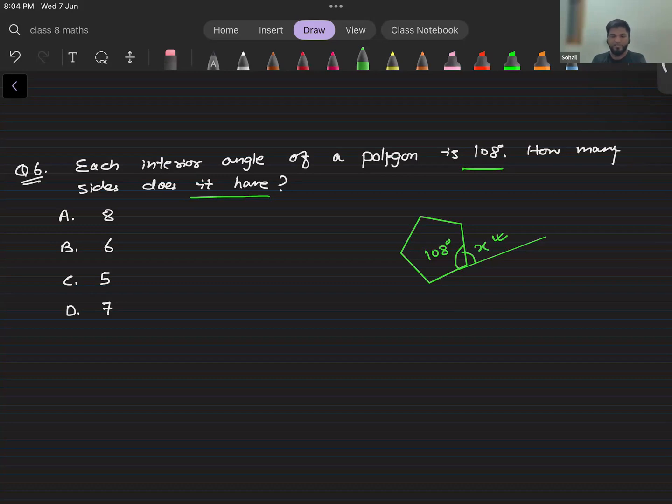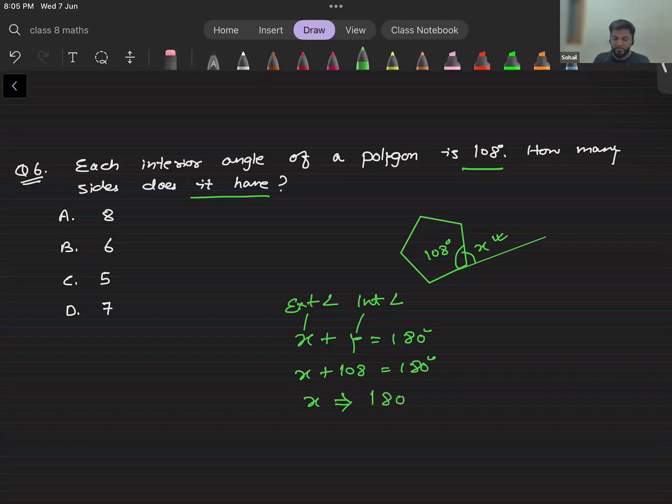Okay. The steps are pretty simple. You're provided with the interior angle. You need to find the exterior angle. You guys already know how to find the exterior angle when you're provided with the interior angle. x plus y is equal to 180. x here is exterior angle, y here is interior angle. So x plus interior angle, here 108, equals 180. So from here, you are required to find the exterior angle. That is 180 minus 108.